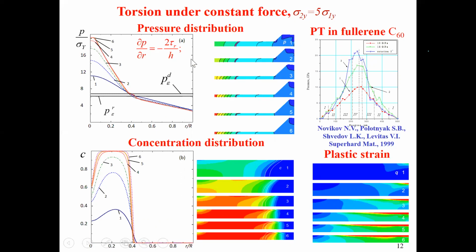And even if you use the simplified equilibrium equation, the pressure gradient is proportional to friction stress, then the pressure gradient should grow during phase transition. And that is what is observed. And there are various other experimental results which are explained by this model.